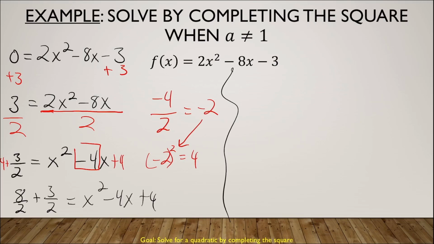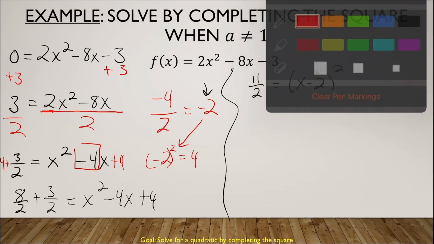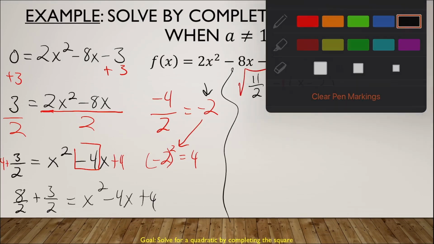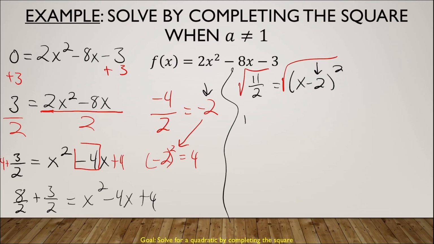Now I'm going to combine my left side and factor my right. I get 11 halves equals, and I can factor this, I get x minus 2. Notice it's a negative 2 here because I got a negative 2 here. Now I can take the square root of this, and I get plus or minus the square root of 11 halves equals x minus 2.